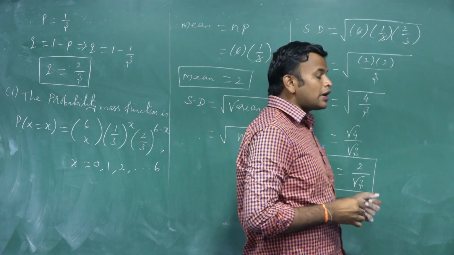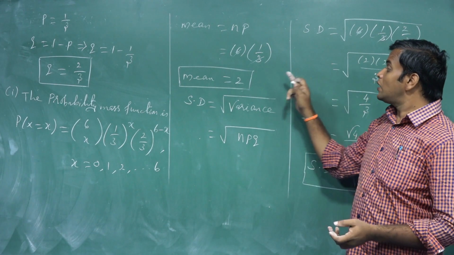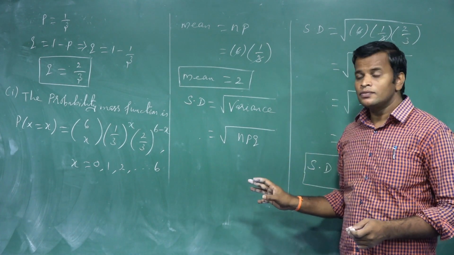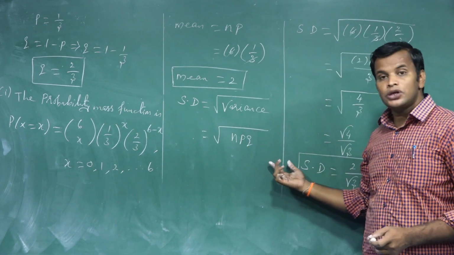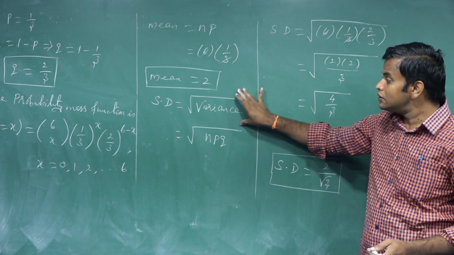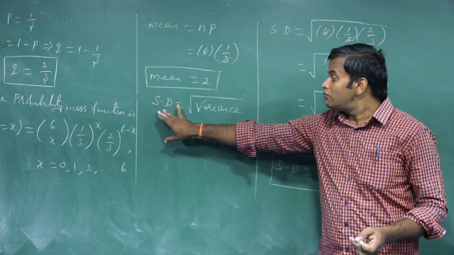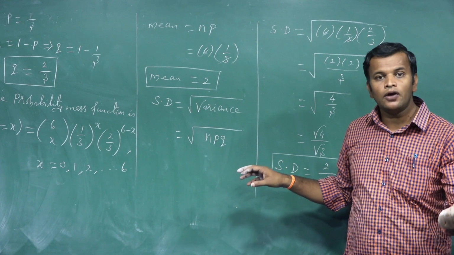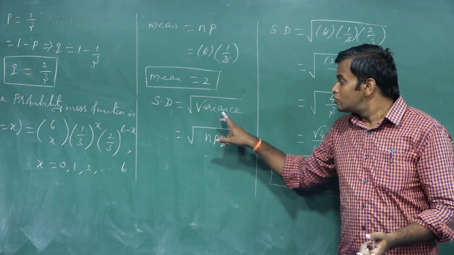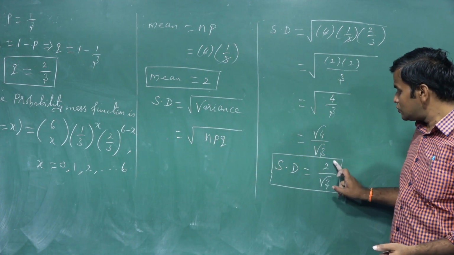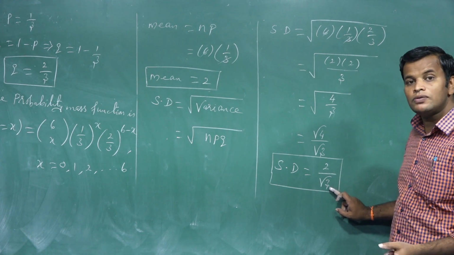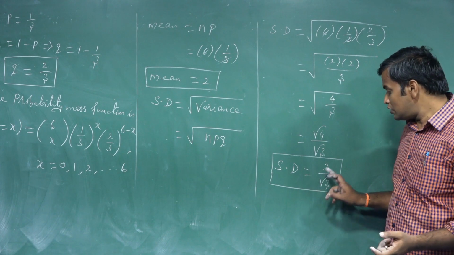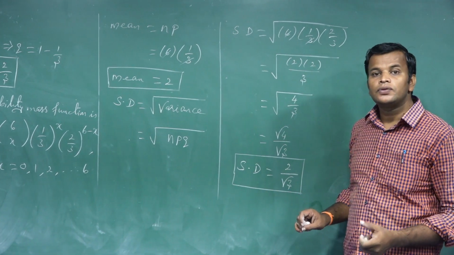So the standard deviation value is 2 by root 3 and the value of the mean is 2. Suppose the question asks just for the variance. Directly we write the variance as npq. In the 10th standard we already saw this in statistics. Standard deviation is nothing but the square root of the variance, or variance is nothing but the square of the standard deviation. So the standard deviation is 2 by root 3. Then what is the value of the variance? Just take the square. The square value is 4 by 3, which is the value of the variance.